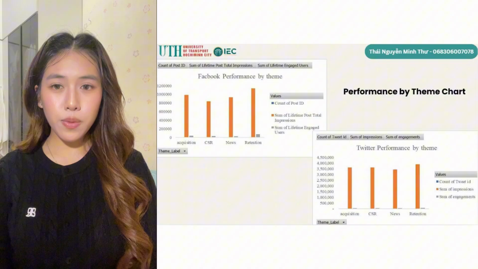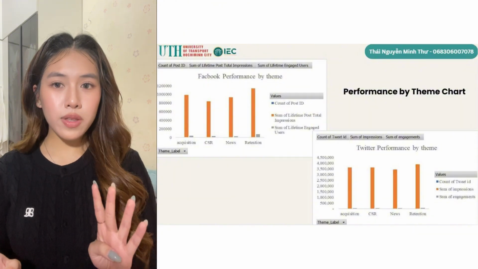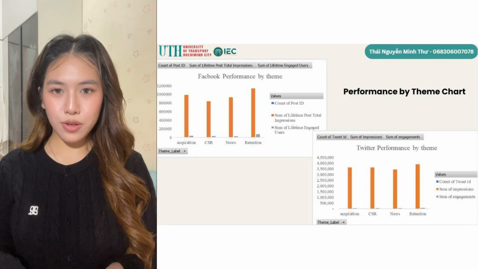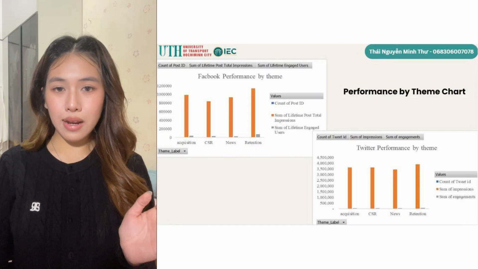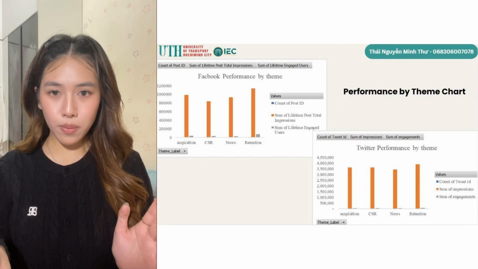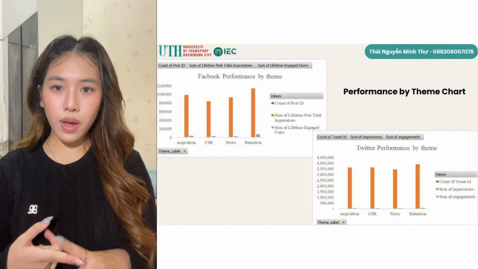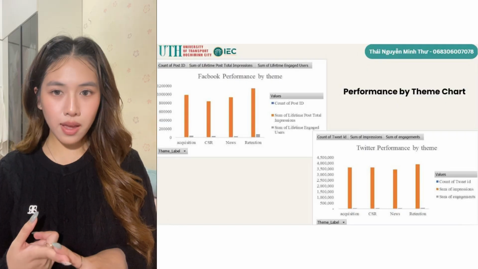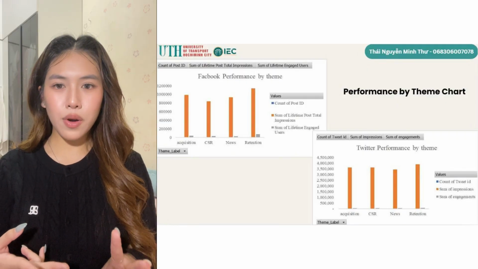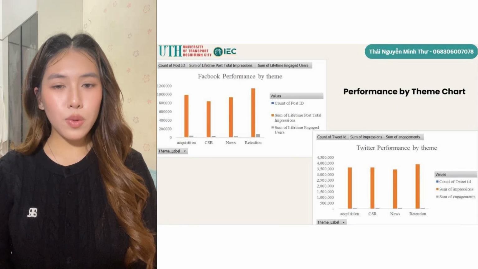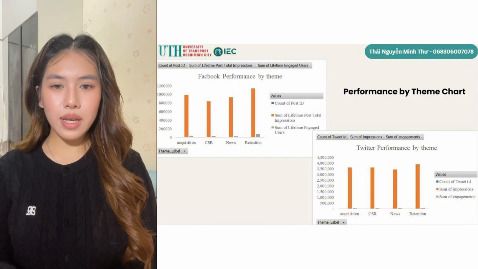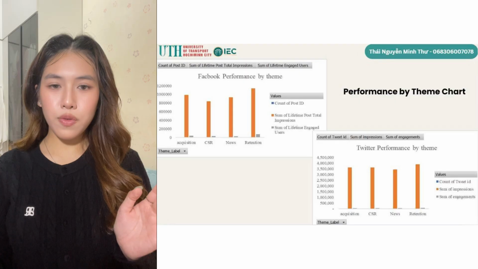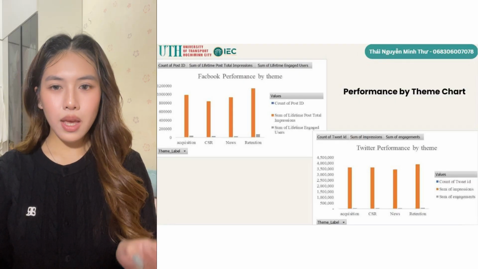First, let's look at the performance by term chart. The dashboard groups content into four terms: acquisition, CSR, news, and retention. From the chart, we can clearly see that retention is the best performing term on both Facebook and Twitter. It has the highest number of impressions and also the highest level of engagement. This result is important because these two metrics may measure different aspects of performance.